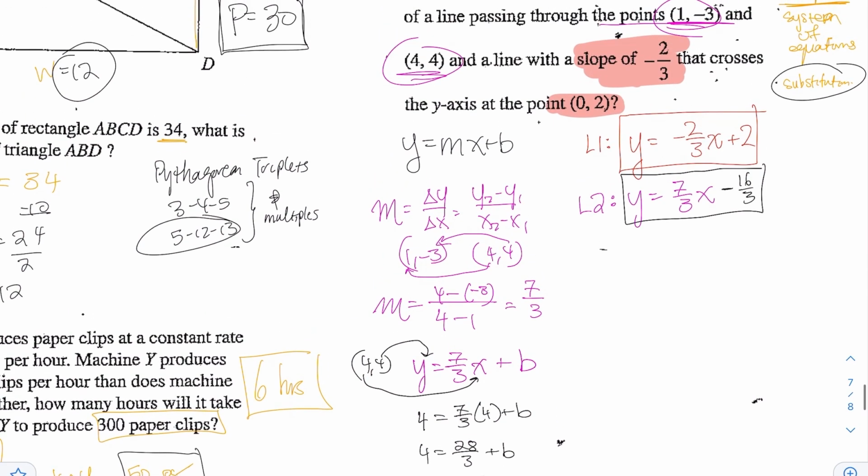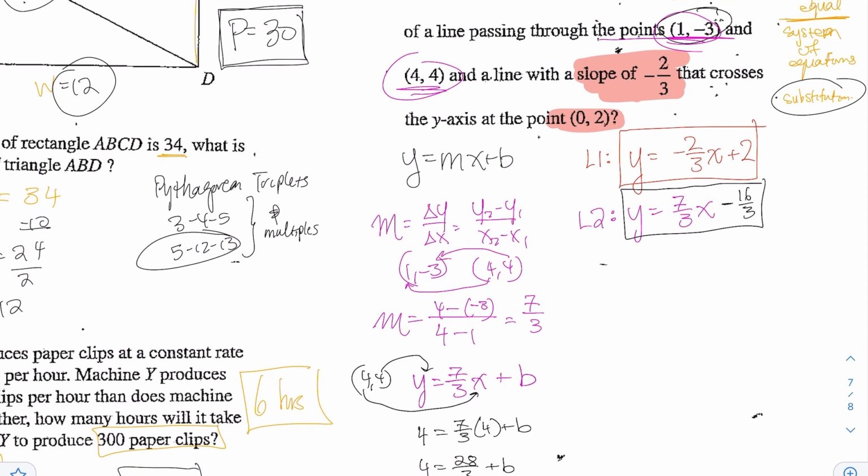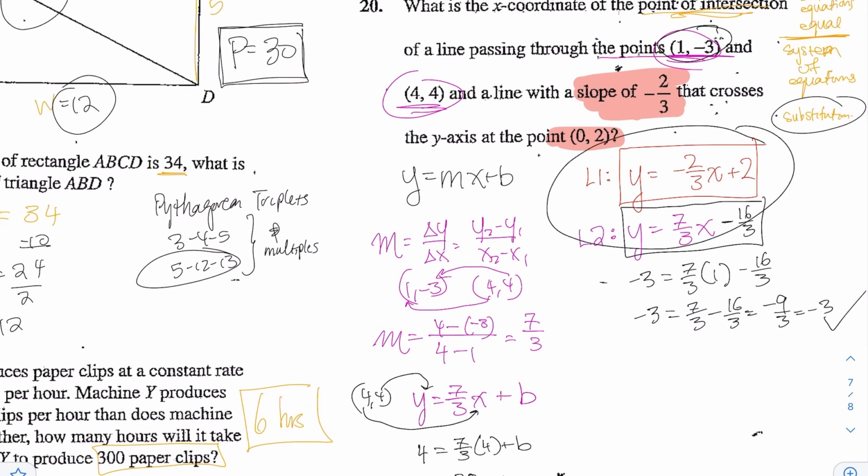And you can always do a quick check at this point. Make sure that the other point also makes sense. -3 should be equal to 7/3 of 1 minus 16 over 3. So 7/3 minus 16 over 3 is equal to -9 over 3, which is equal to -3, so everything does check out. So these are in fact our two lines.